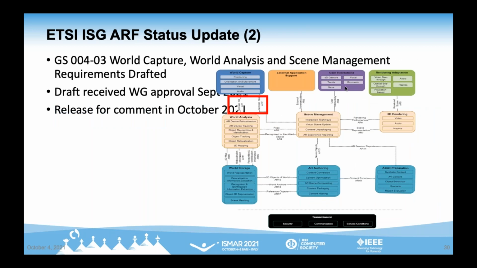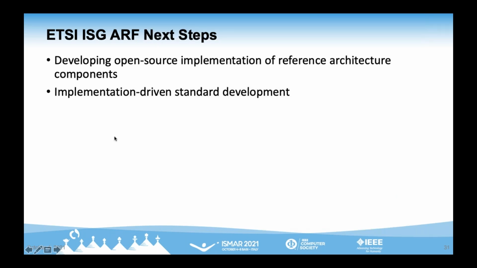So in the scene management, in this upper left-hand corner, the ISG ARF working group developed the requirements for interoperability. And I was the rapporteur for that. I guess I could say I still am the rapporteur for this work. The working group approved it in September 2021, and it will be released for public comment later this month, October 2021. So be looking for that.